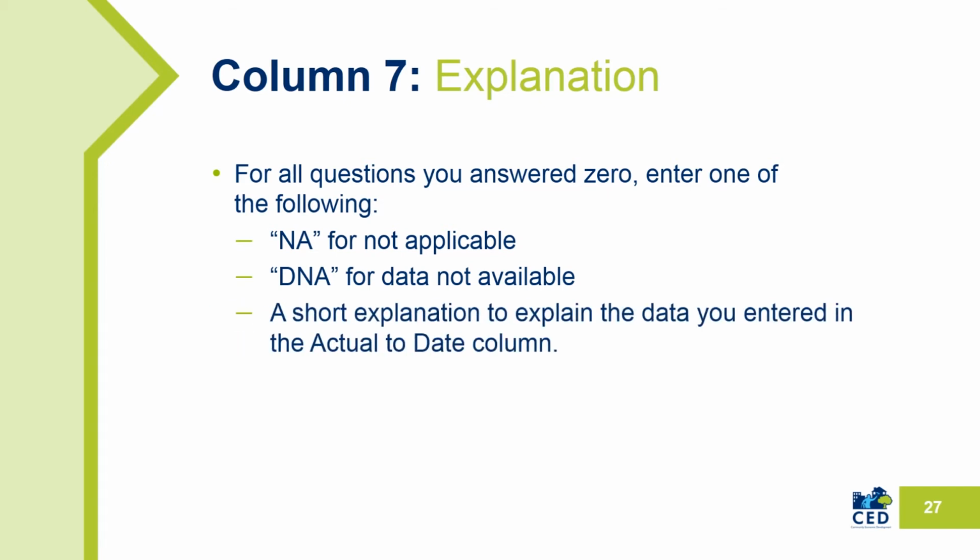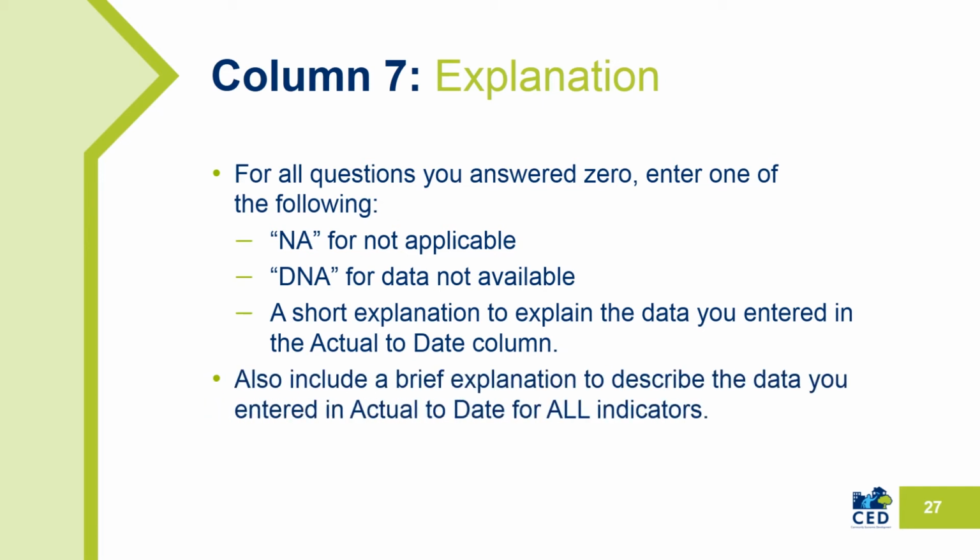Also include a brief explanation to describe the data you entered in the actual to date column. So it is recommended that you complete the explanation column to explain data you entered for all indicators, but you must provide an explanation for any indicator for which you reported a 0. This helps program specialists get a much better sense of how your project is doing. The information in this column also helps program specialists identify challenges you may be facing, and they will be much better able to provide you with TA or resources to help address these.